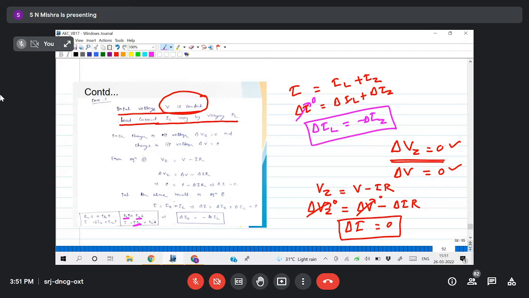So adjustment will happen there, and if RL decreases, then IL will increase. IL increasing means proportionally the IZ current will decrease. Less current will flow across the Zener, more current will flow across RL, so that it will compensate and the voltage will remain constant. So this is the first case.